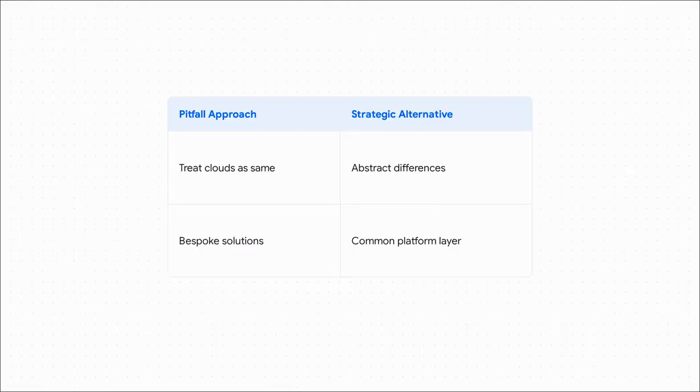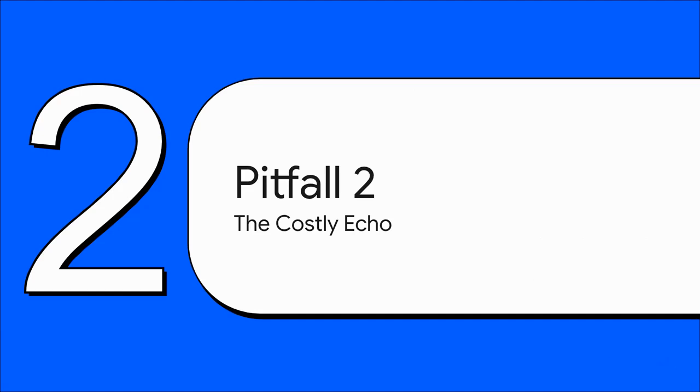So how in the world do you escape this trap? Well, the answer is right there on the right. Instead of treating clouds like they're just commodities, you have to abstract their differences. Think of it like a universal adapter for all your developers. You build a common platform layer, a consistent set of tools and processes that sits on top of all your different clouds. This gives your teams one single, predictable way to work, no matter what kind of unique chaos is happening underneath.